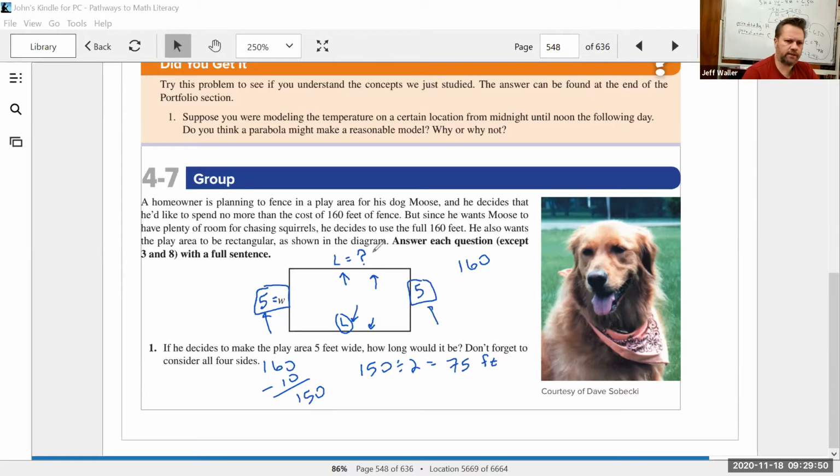And let's check it. Does that answer make sense? Well, yeah, because 75 plus 5 is 80. 75 plus 5 is still 80. And then 80 and 80 is 160. Check. So let's review what we had to do. You had to take 160 minus twice the width, divided by 2, to get the length, right? That's what you did.